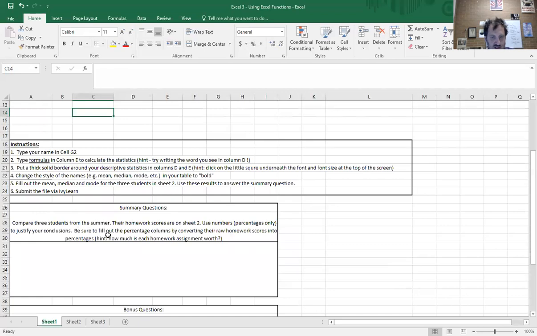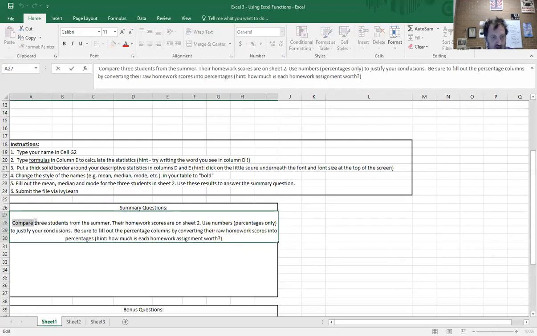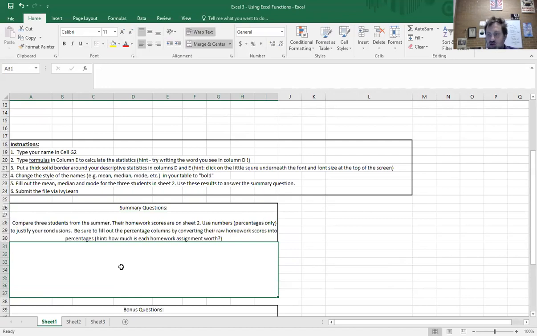Compare 3 students from the summer. Homework scores are on sheet 2. By the way, these are real scores from real students. Use numbers to justify your conclusions. Be sure to fill out the percentage columns. So compare is the verb here, right? So when you're comparing, you can either talk about similarities or you can talk about differences. So I would just pick a couple similarities, pick a couple differences, right?